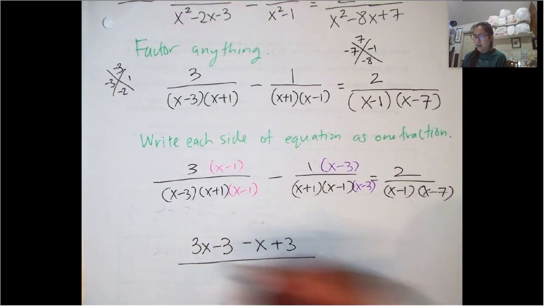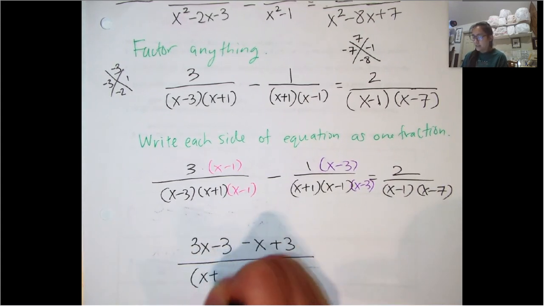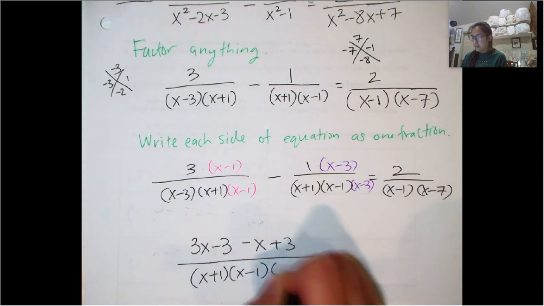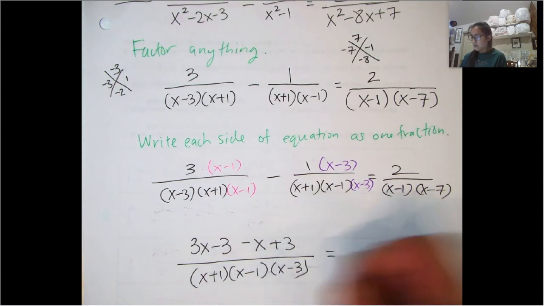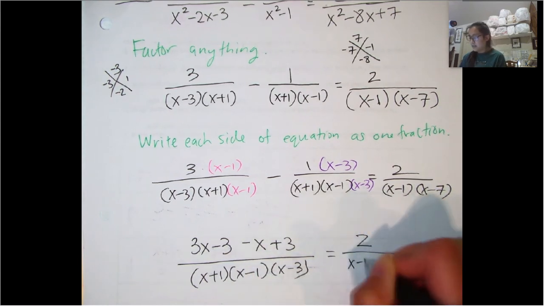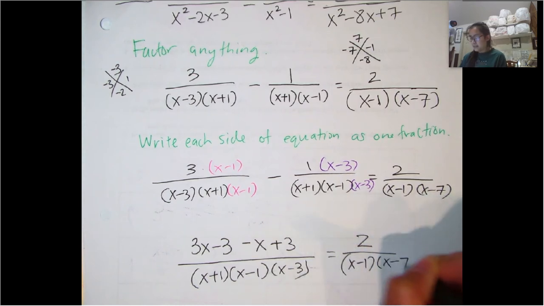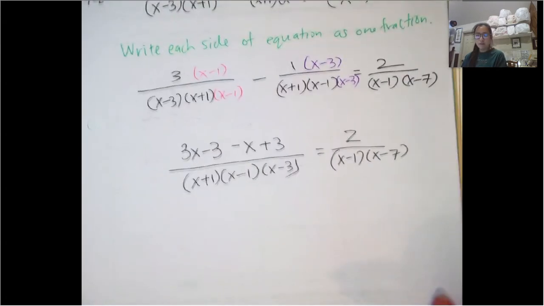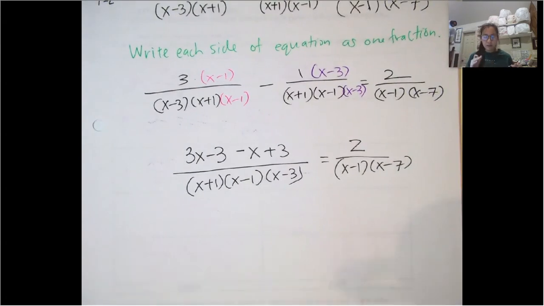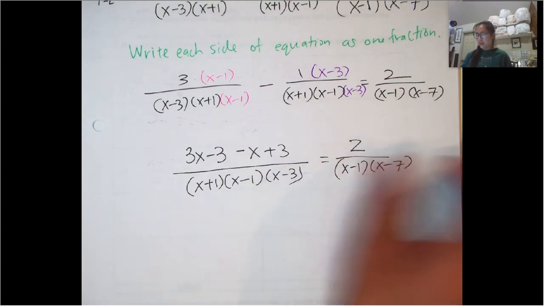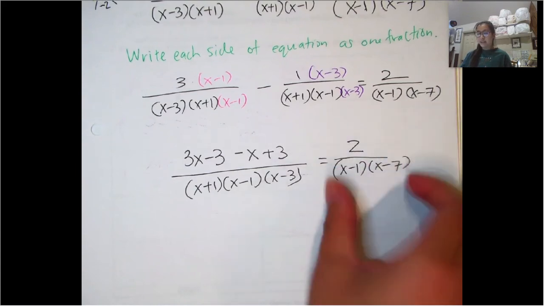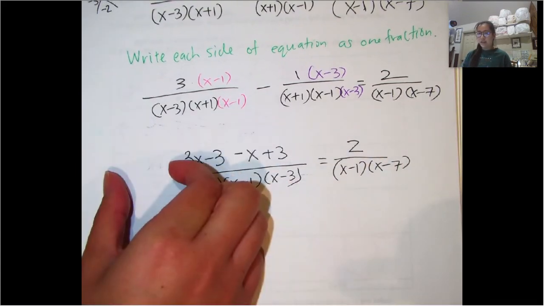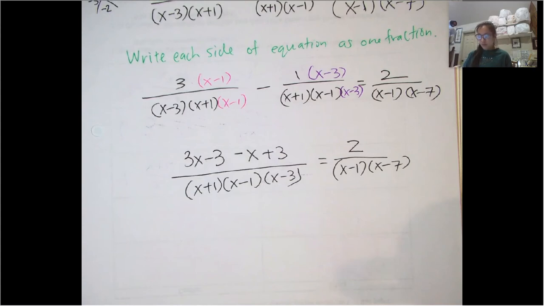And then you have that divided by x plus 1 times x minus 1 times x minus 3, equals 2 over x minus 1 times x minus 7. As we learned before, you want to multiply each side of the equation by the denominator from the other side. If you multiply both sides by x minus 1 times x minus 7, it would cancel out on this side, but end up in the numerator on this side. That's what we want to do once we finish simplifying.